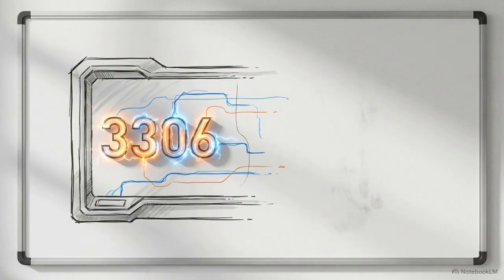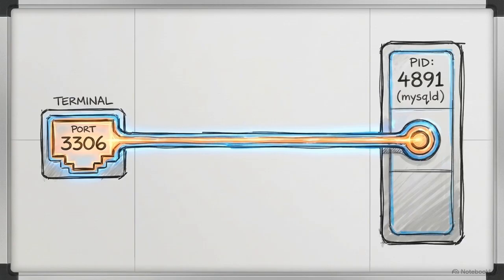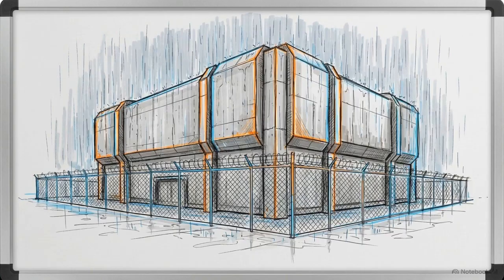Identifying an open port is incomplete data. The tool must bind that port to a specific process ID to verify that the underlying service is legitimate. But checking the local kernel only gives you the internal view. You also need to audit the host externally, exactly as an attacker would.